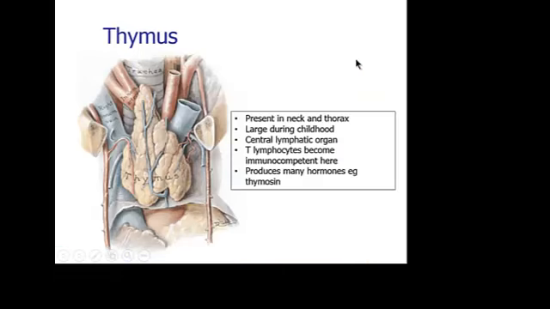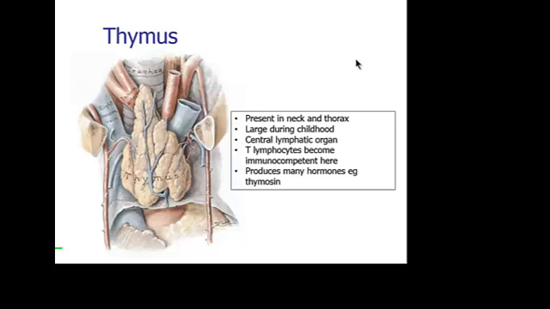Next organ is the thymus. Now we'll start with the organs. The central lymphatic organ, very large until about adolescence. So it's very, very large in childhood. If you look at most cadavers, they are old. You rarely find the thymus. It tends to have atrophied because it's done its job. It's made the T lymphocytes immunocompetent, and then it begins to involute, or begins to atrophy. So usually seen very large in childhood.